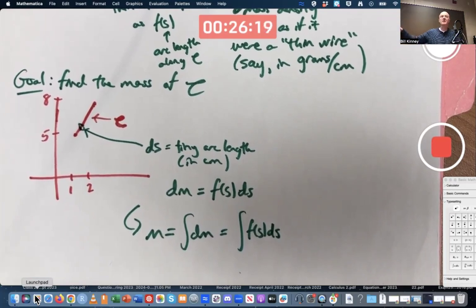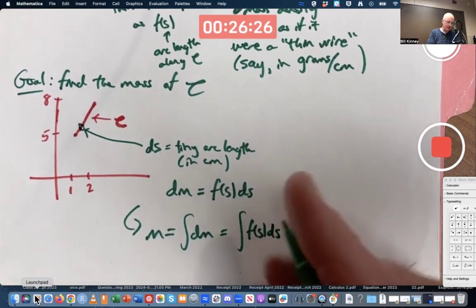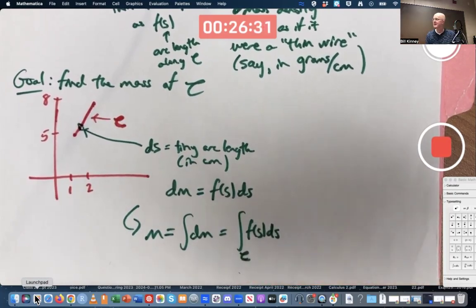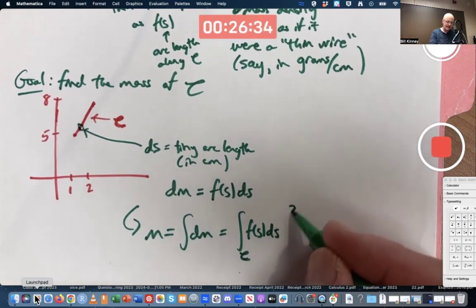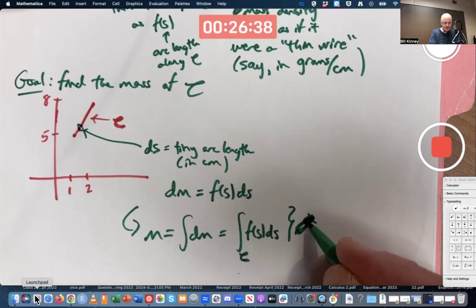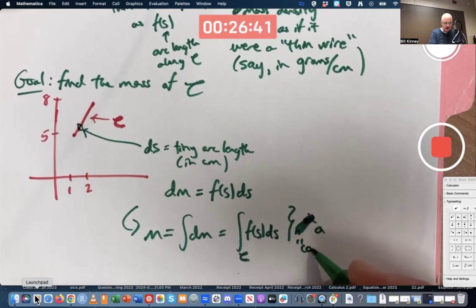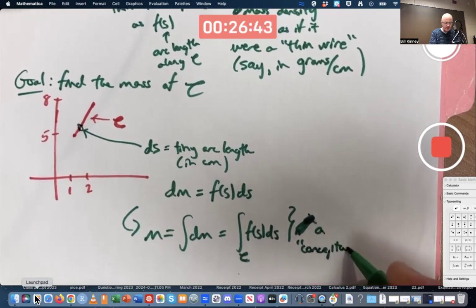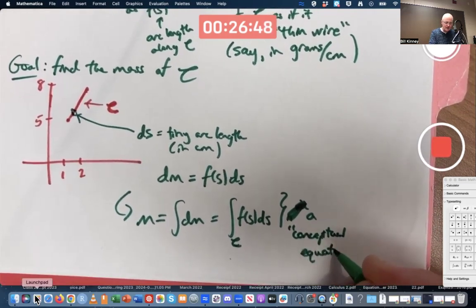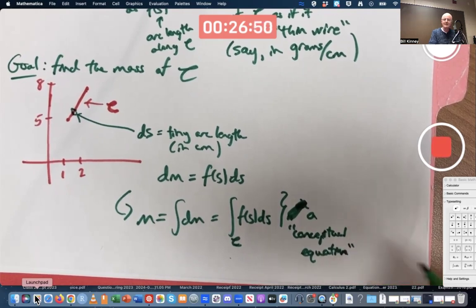And just as with double and triple integrals, we put the region, the domain, underneath the integral. So we're going to put the curve under the integral and a little bit to the right. C. All this is a so-called, what I call at least, a conceptual equation. It's not an equation that helps you compute it, but it can help you understand it.